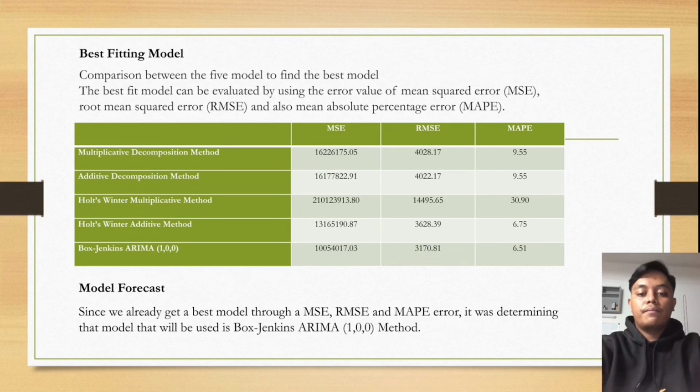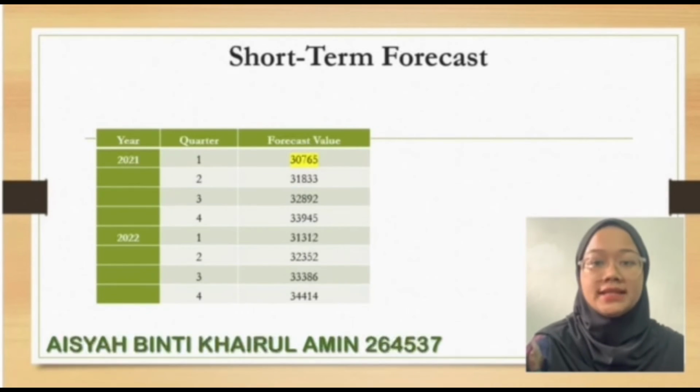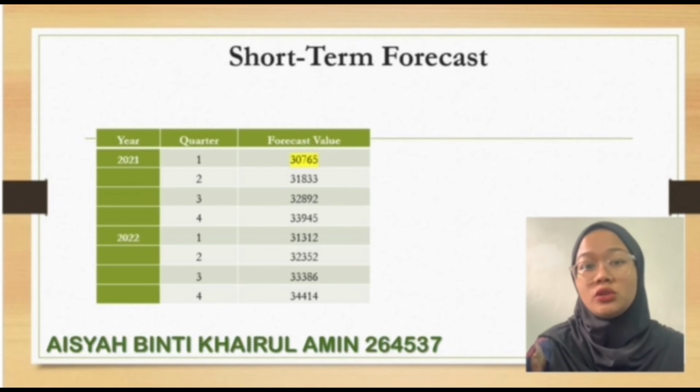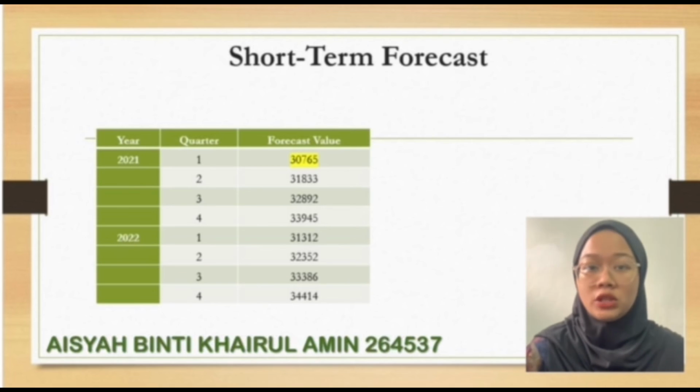For the short-term forecast, we do 2 years ahead, which is 2021 and 2022 for the 4 quarters. To forecast the value, we use IBM SPSS software. The forecast value increases for 2021 and 2022 from quarter 1 until quarter 4, except for quarter 1 of year 2021, where the forecast value is quite low.